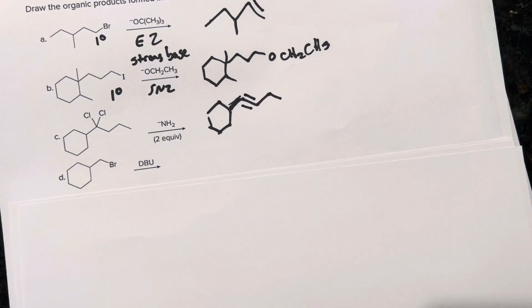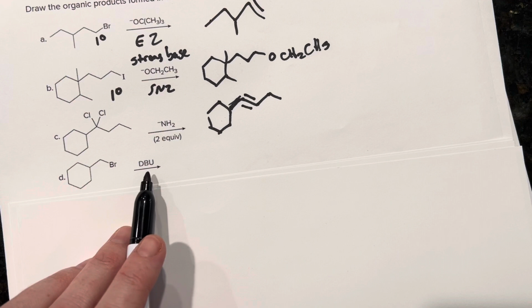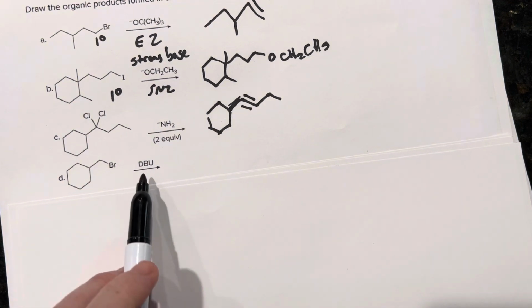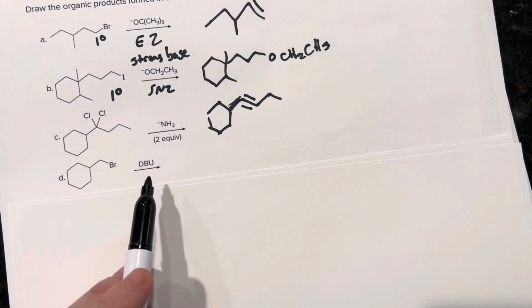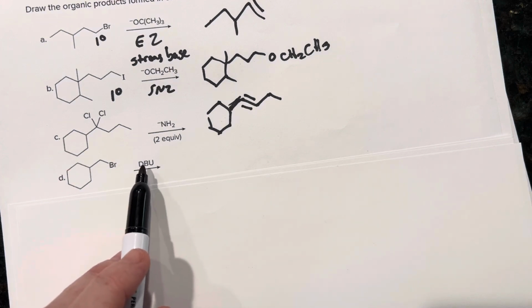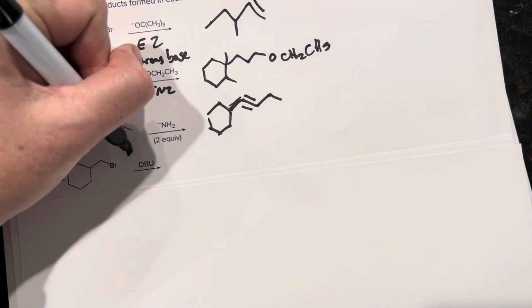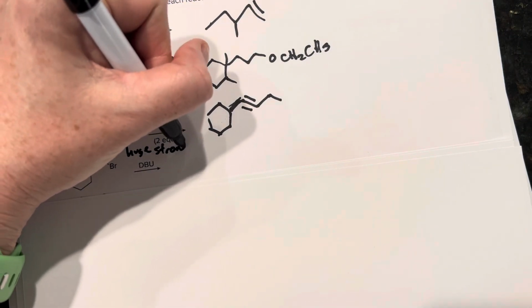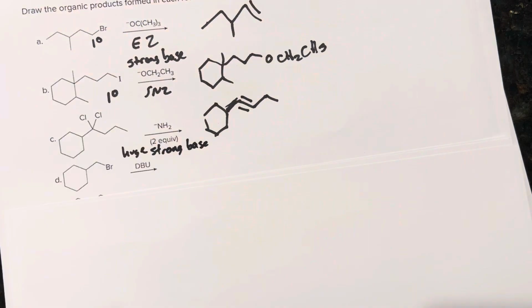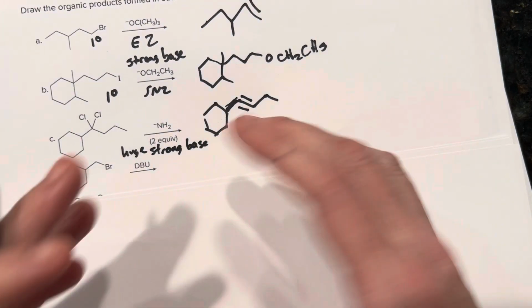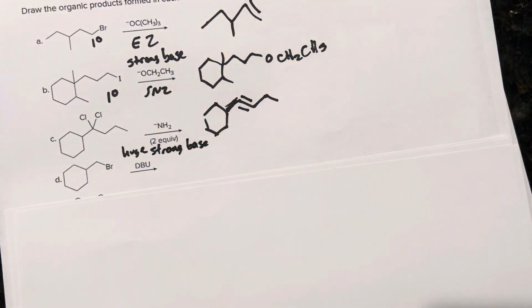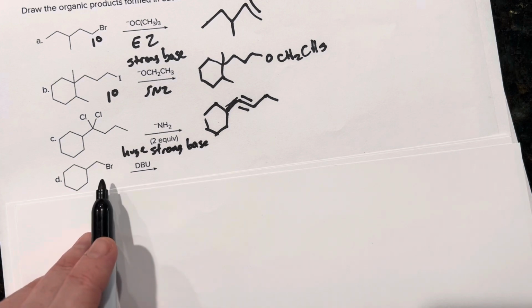Okay, next one. DBU. I'm trying to think of how you're going to remember this, but this is a huge, strong base. It's like this nitrogen containing thing. It has almost an octane in it. But it's big. So let's keep that in mind.